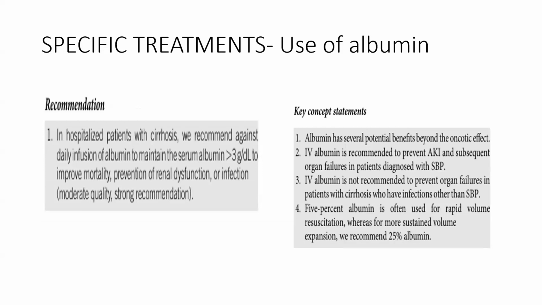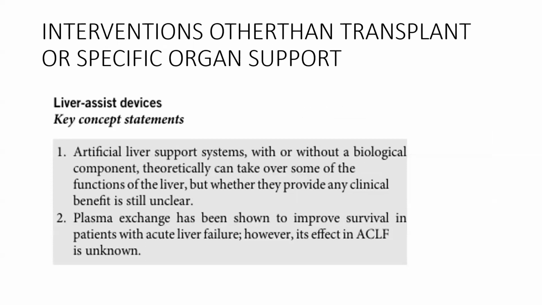The key concept is albumin has several potential benefits beyond oncotic effect. IV albumin is recommended to prevent AKI and subsequent organ failure in patients diagnosed with SBP. IV albumin is not recommended to prevent organ failure in patients with cirrhosis who have infection other than SBP. 5% albumin is often used for rapid volume resuscitation, whereas for more sustained volume expansion, we recommend 25% albumin.